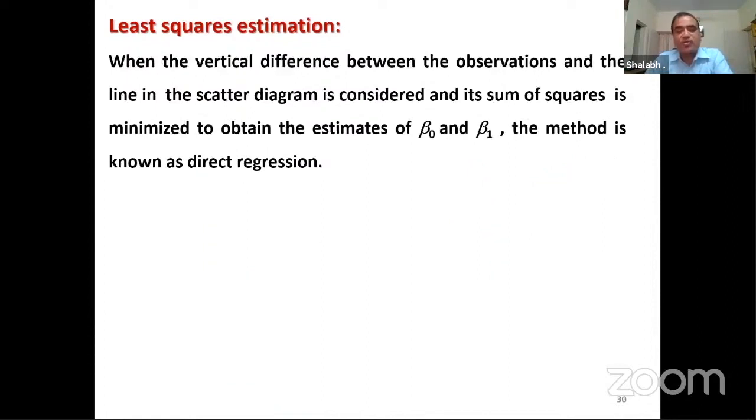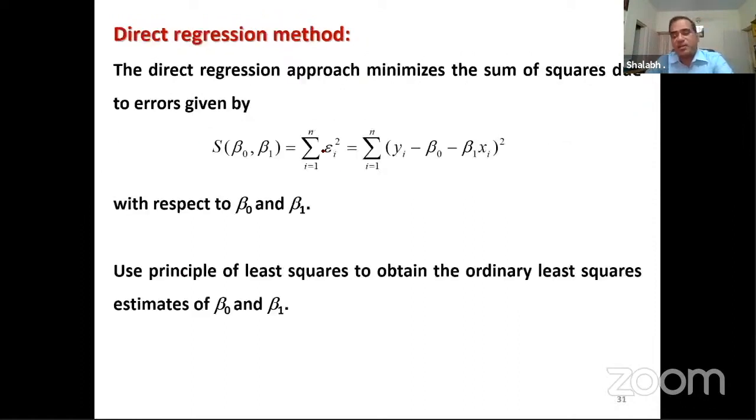So now the question is how to get it done. Whenever we try to find the values of the parameters beta 0 and beta 1 by minimizing these vertical errors, this is called the direct regression method. Actually, there are a couple of regression methods: direct regression, orthogonal regression, reverse regression, etc. But I am not going to touch upon those things.